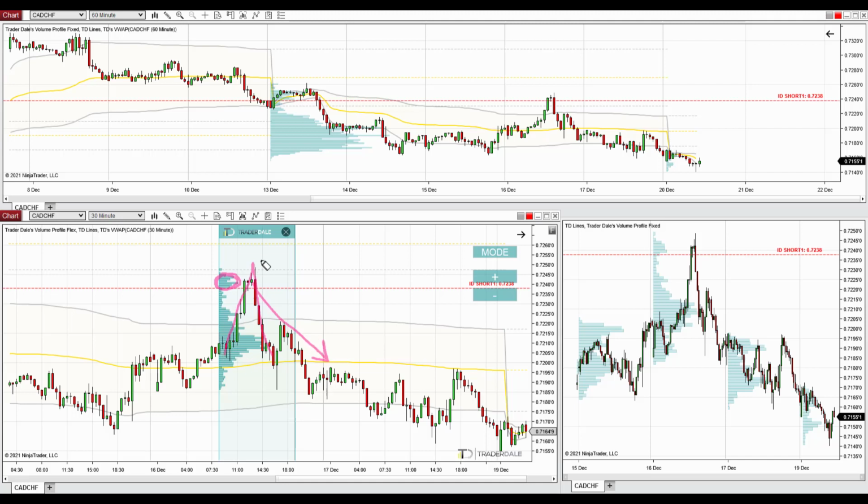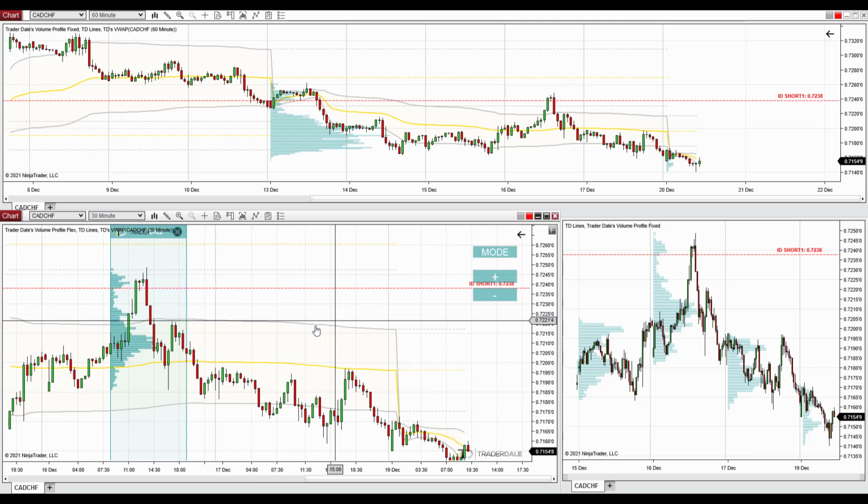So this is the rejection, and the most important place within a rejection is the volume cluster. Like in here, it's very nicely visible there. So this is the most important place because this is where sellers placed most of their shorts before they turned the price downwards, right? So that's why this level is so important. I mean, the volume cluster in here is that important.